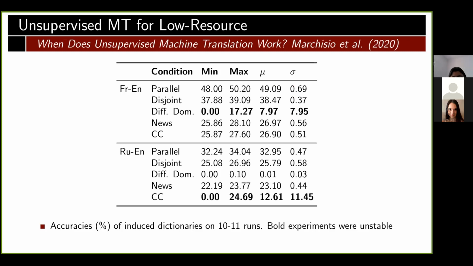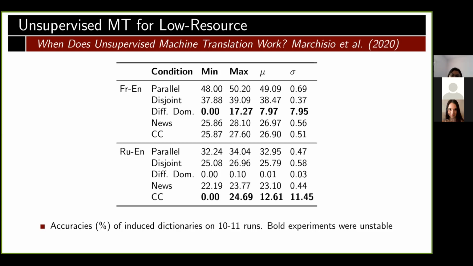And they look at the accuracies that these bilingual dictionary inductions were getting, these cross-lingual embeddings. How do they perform? They saw that the accuracy was more or less the same for the parallel and disjoint configurations. But when they go to the different domains, the accuracy was really bad. In the case of Russian-English, the accuracy was 0. They didn't get anything good from these cross-lingual embeddings.